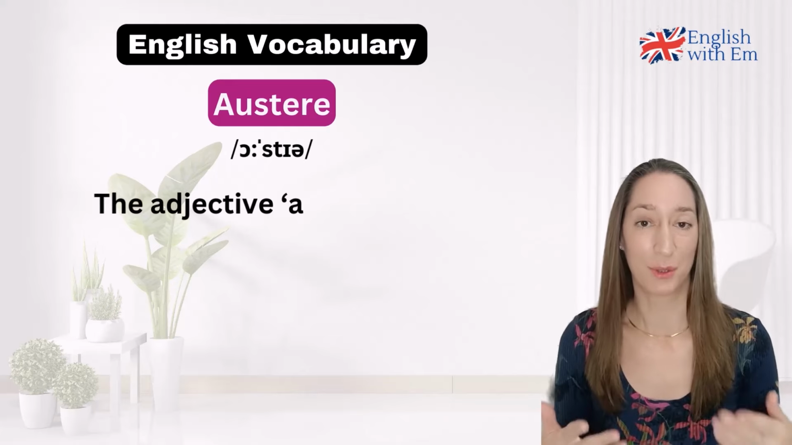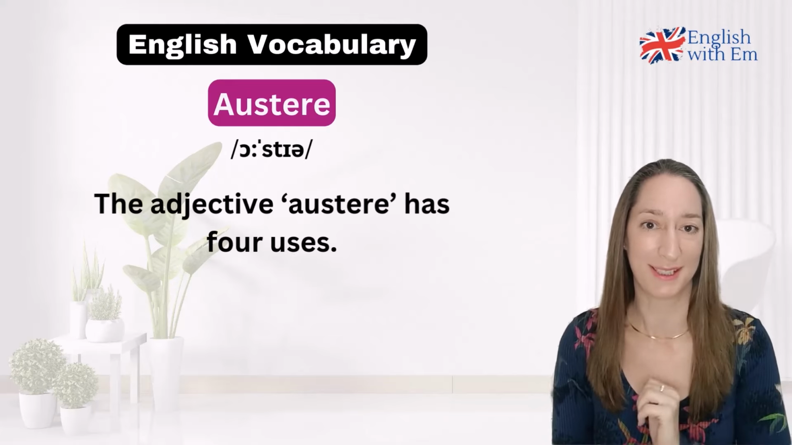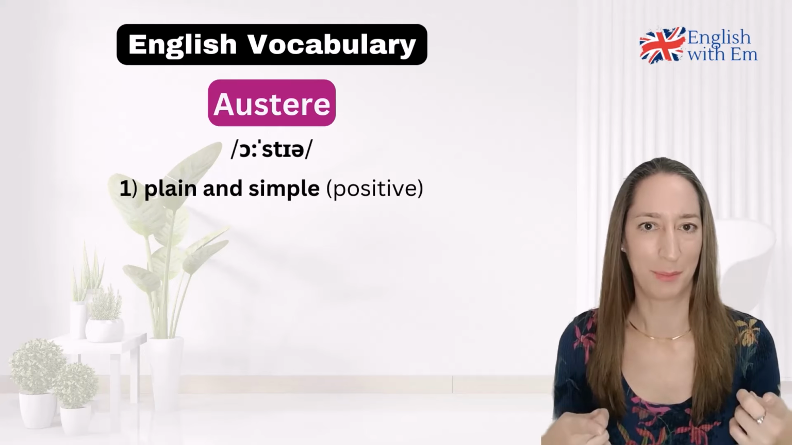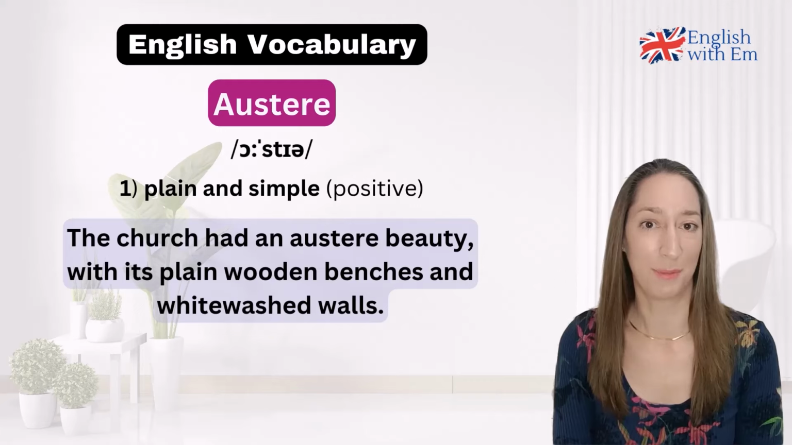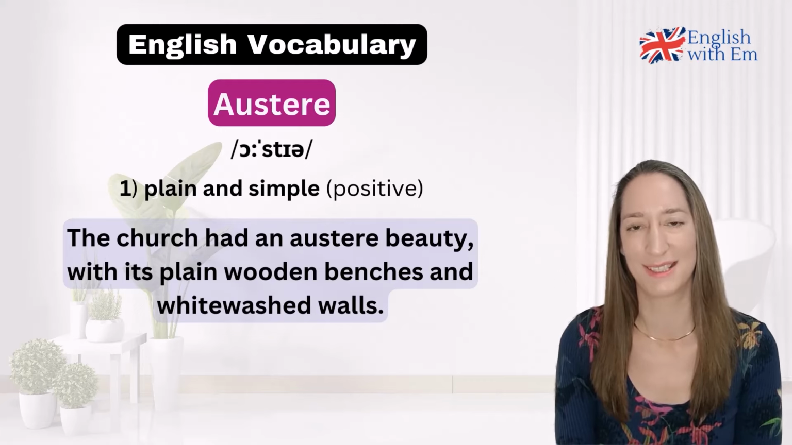The adjective austere has 4 uses. Plain and simple in a positive sense. The church had an austere beauty with its plain wooden benches and whitewashed walls.